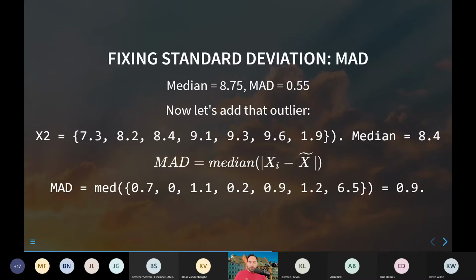let's add an outlier. And here we've got our 1.9. What this has done is we strike it first. And we also strike the biggest guy first. So we're actually striking the outliers first. Now it does move our new median to 8.4 instead of 8.75. And it does move our MAD to 0.9 instead of 0.55. But you notice, it's not a big difference.